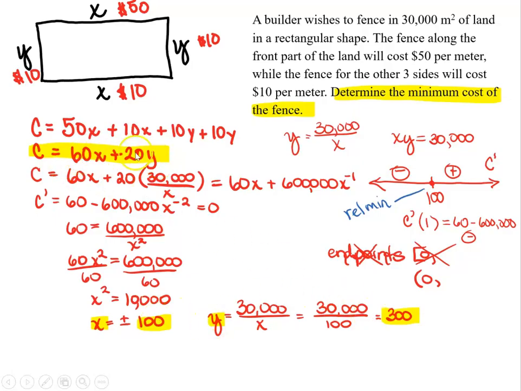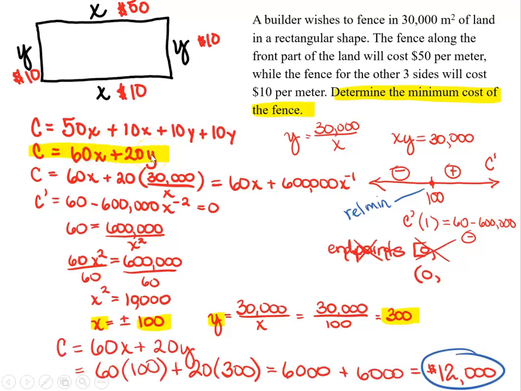Now I can plug them into this equation. So I could say 60 times 100 plus 20 times 300, and that's going to give me the minimum cost of the fence, which is what we did right here.